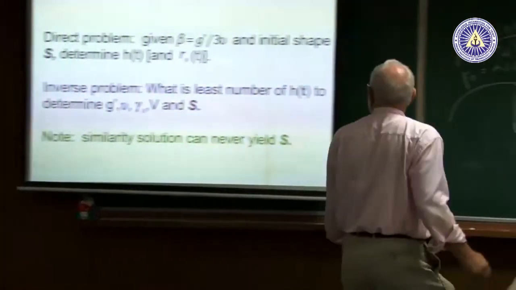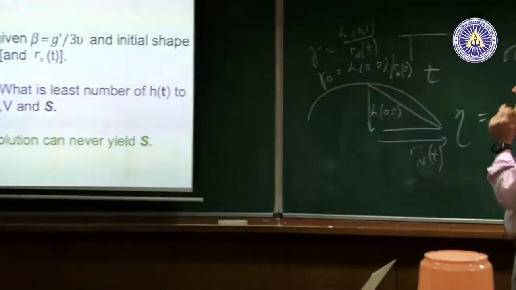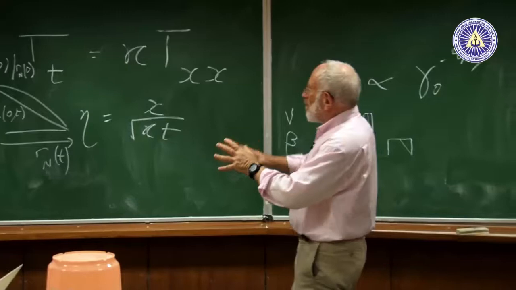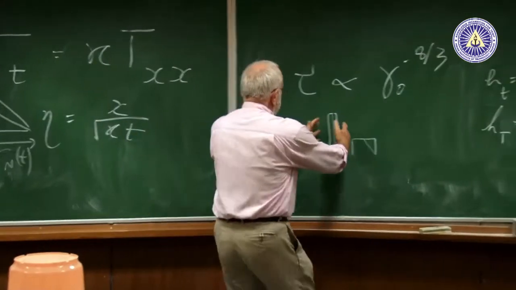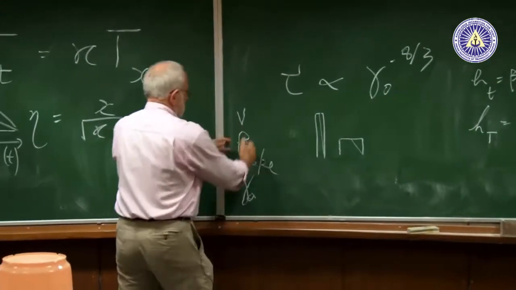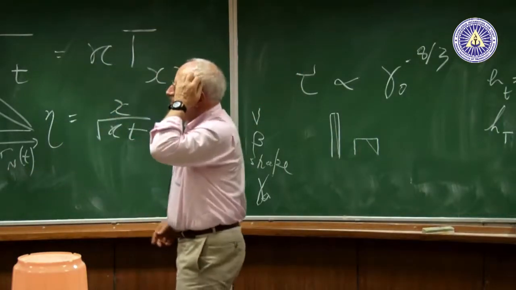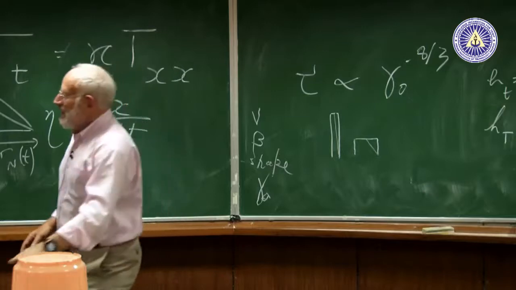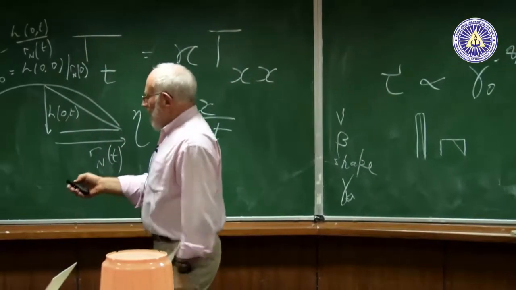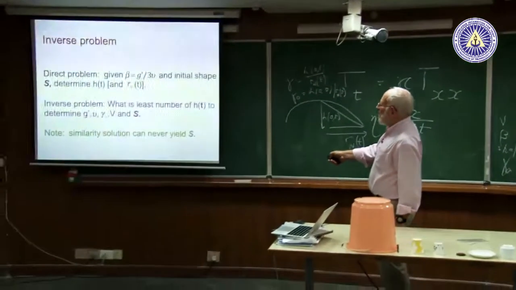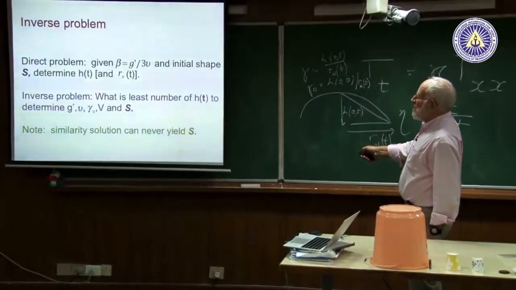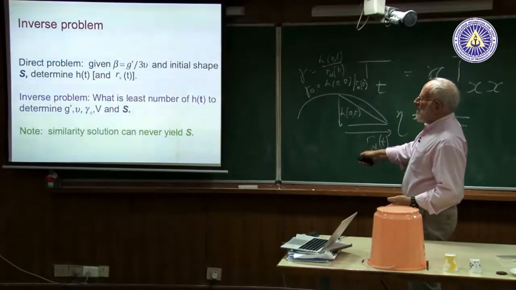Now, I'd like to ask some inverse problems. I've been doing all direct problems. I know how I start. I know what the stuff is. And out it goes, can I calculate it? I've shown you that. That's, as I've written there, the direct problem. I'm given the viscosity, the gravity, the kinematic viscosity, the initial shape, and then I determine everything else.